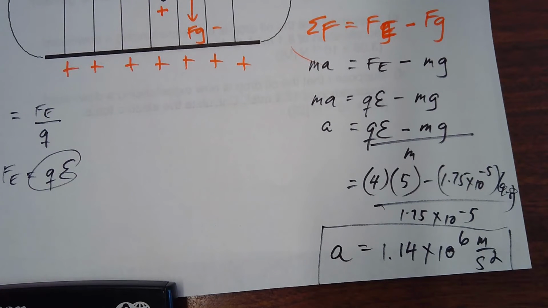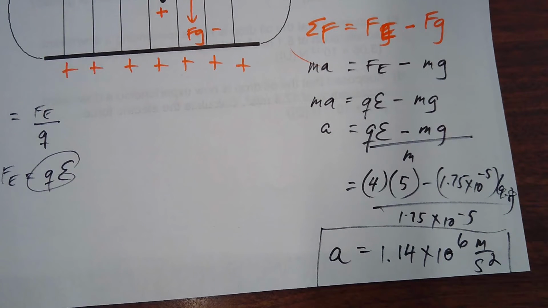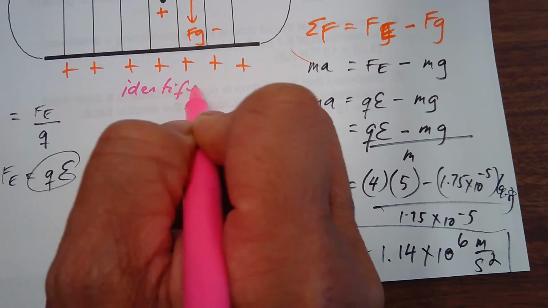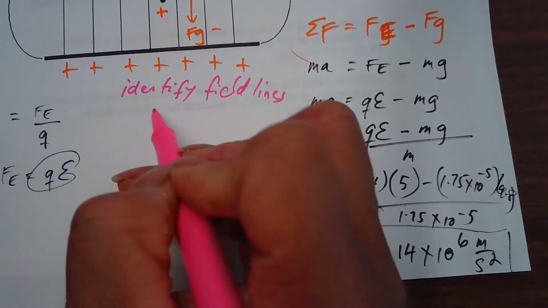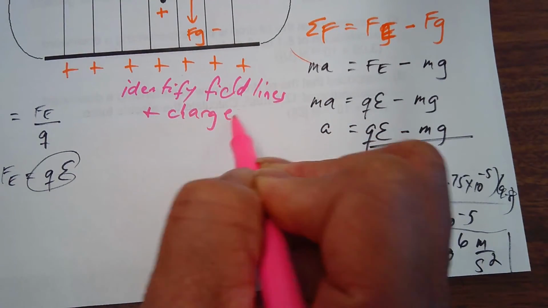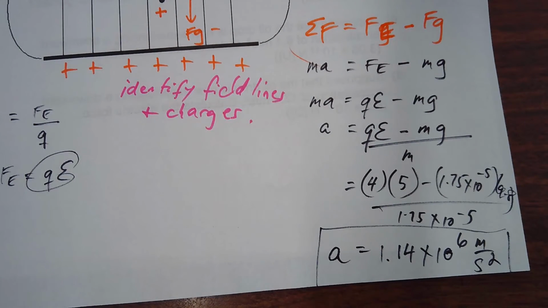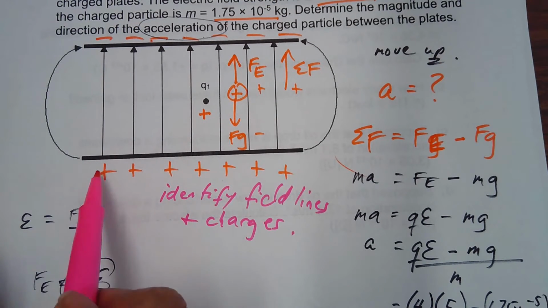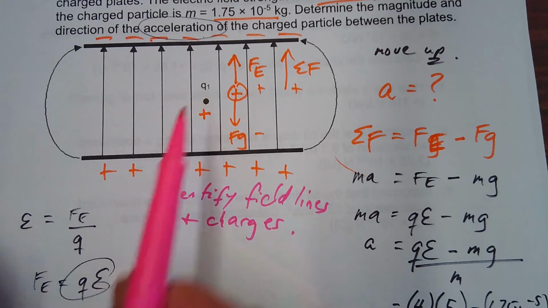Okay, so the most important thing to know to answer a question like this is you should be able to identify the field lines and charge. The field lines are the arrows. By looking at the arrows, you will be able to know the charges, right? Positives go outwards, so this has got to be positive. Negatives go into it, okay? And then you put a charge there.